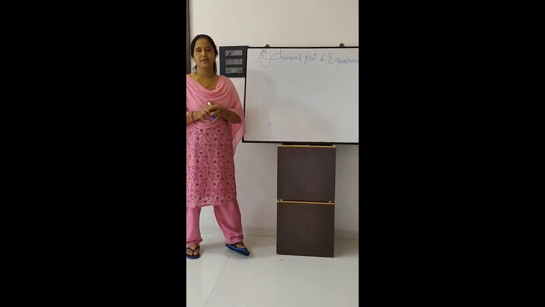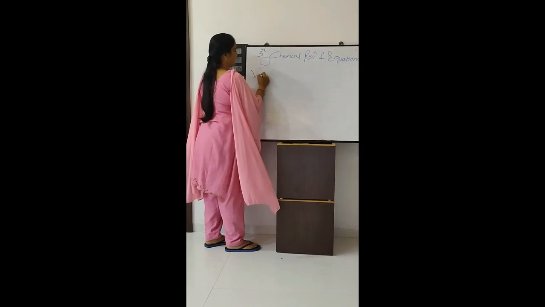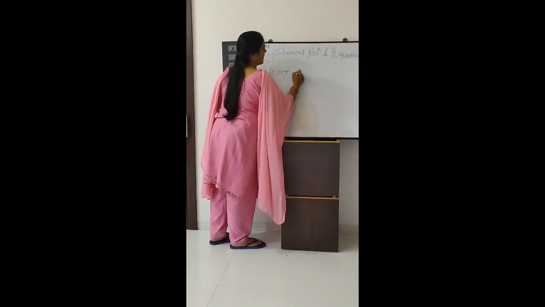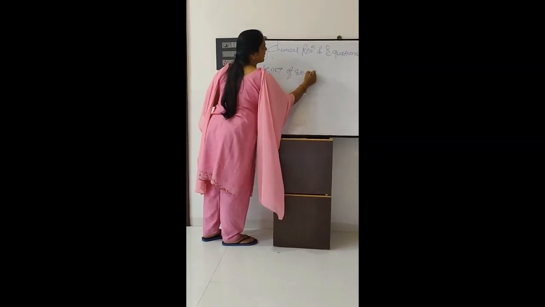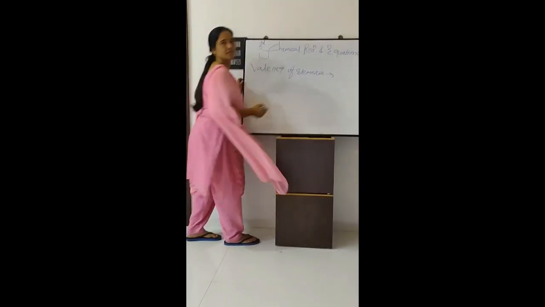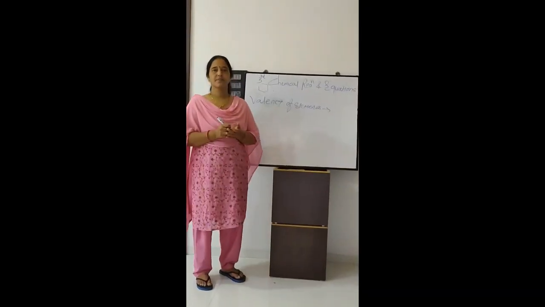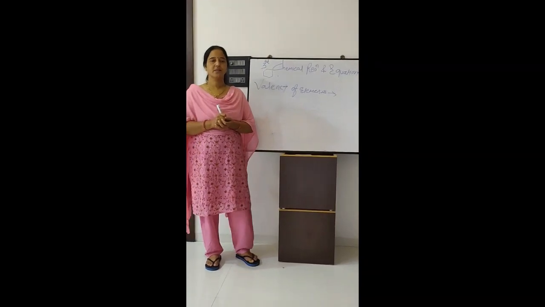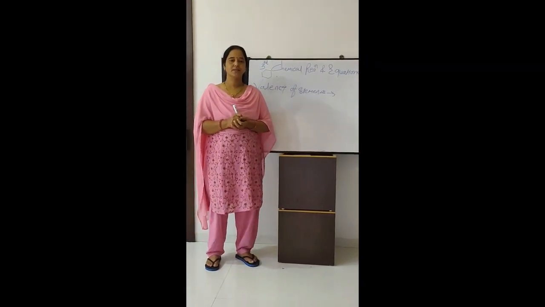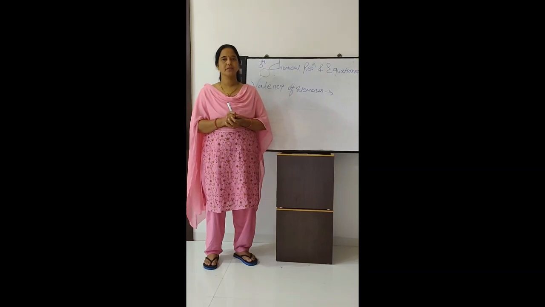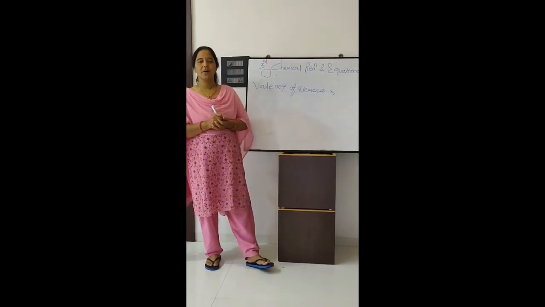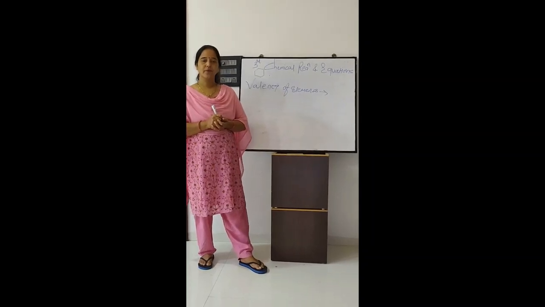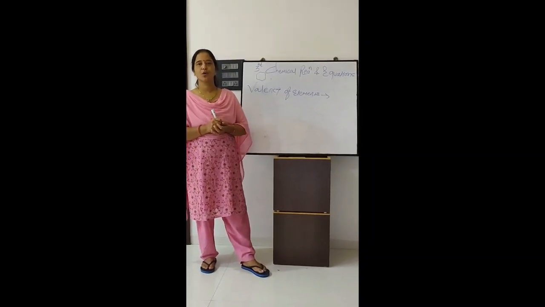Valency of elements. Next point is valency of elements. In chemistry, the valence or valency of an element is a measure of its combining power with other atoms when it forms chemical compounds or molecules.